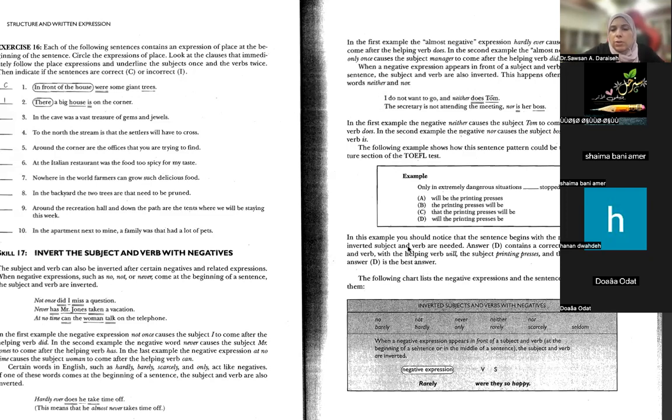All right. Thank you so much, Shema. Let's take a look at the explanation of the writer.